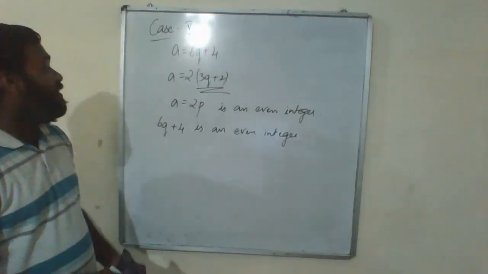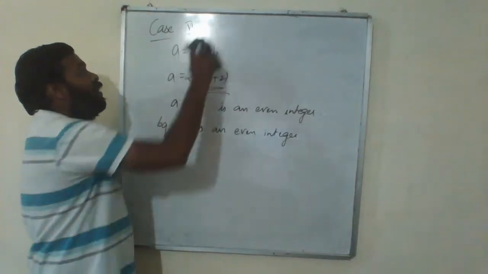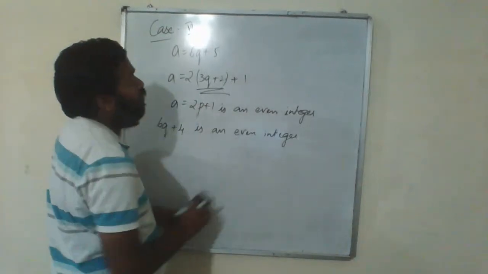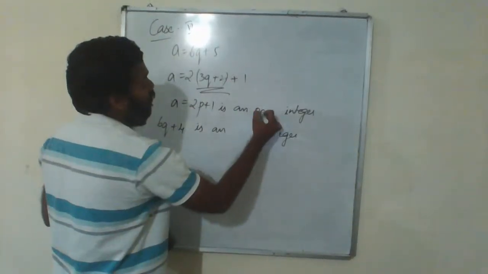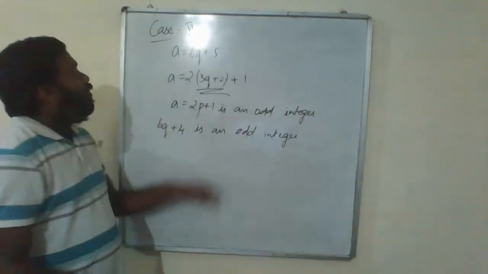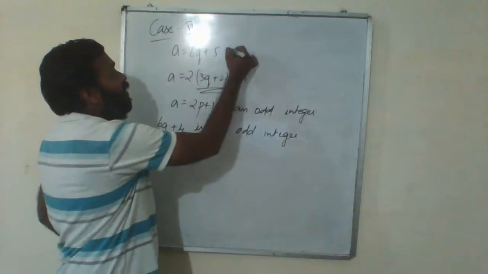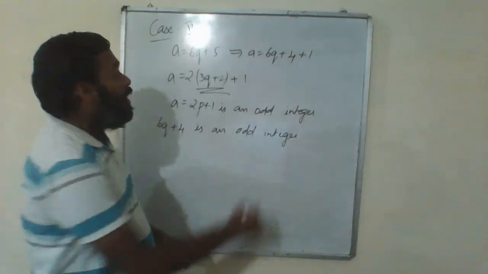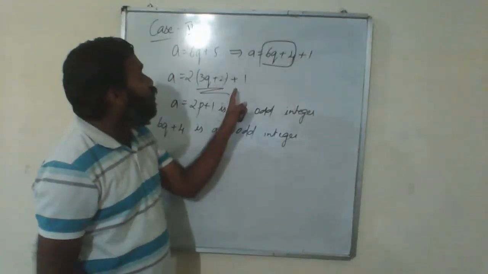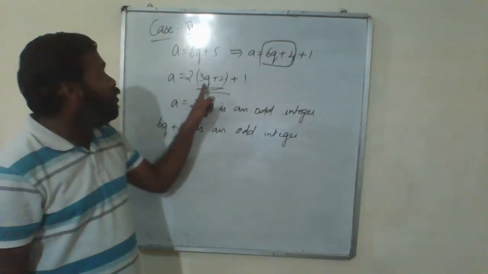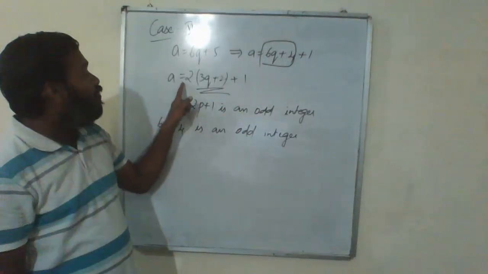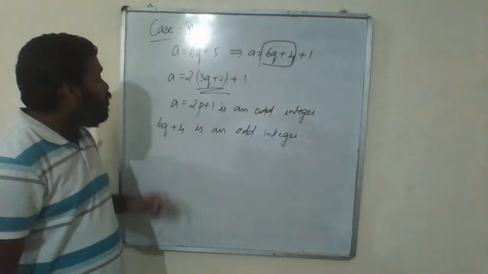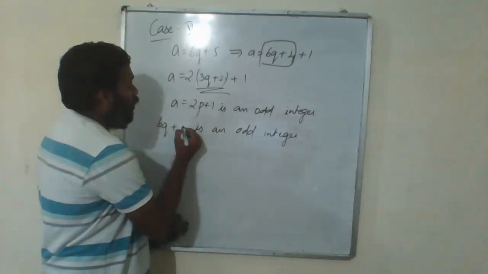Next, going for the sixth case. That will be 6q plus 5. If you take this as 6q plus 5, then that will be 6q plus 4 plus 1. I am making this even and dividing that by 2, and will be left with 1 as remainder. So 2 into (3q plus 2) plus 1. So this is in the form of 2p plus 1, which is the general form of an odd integer. a equals 2p plus 1 is an odd integer. So 6q plus 5 is an odd integer.